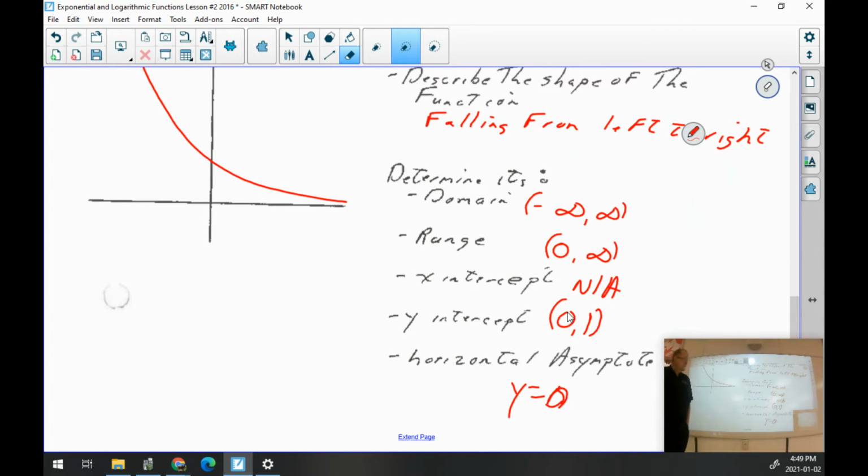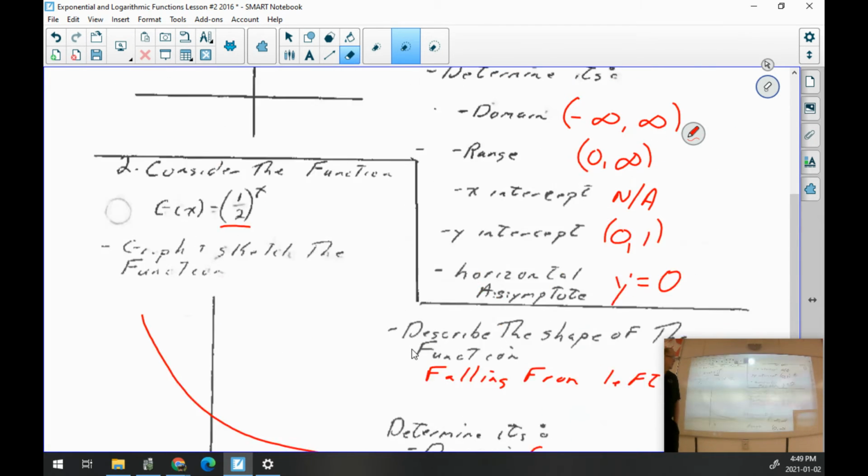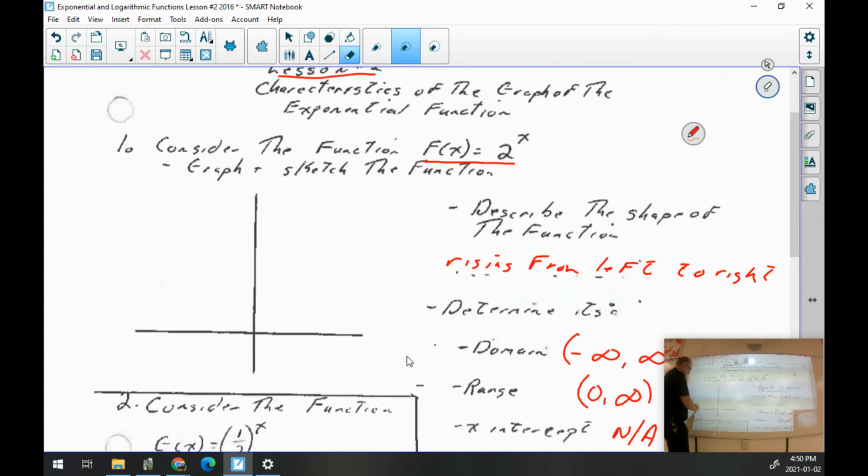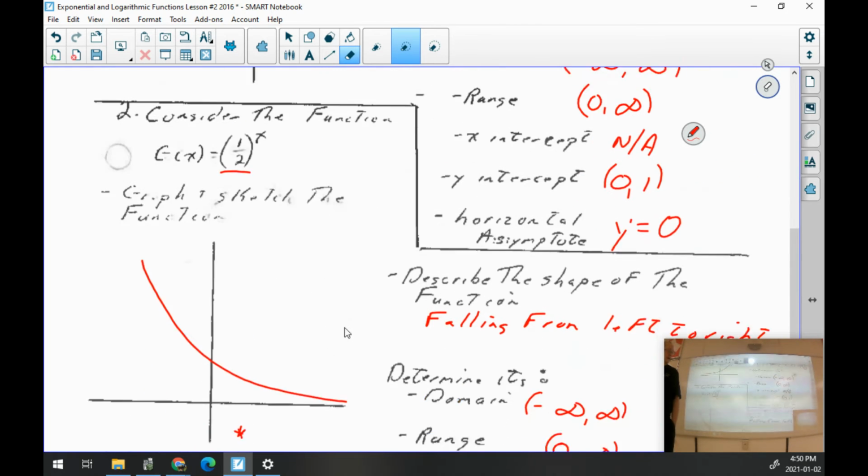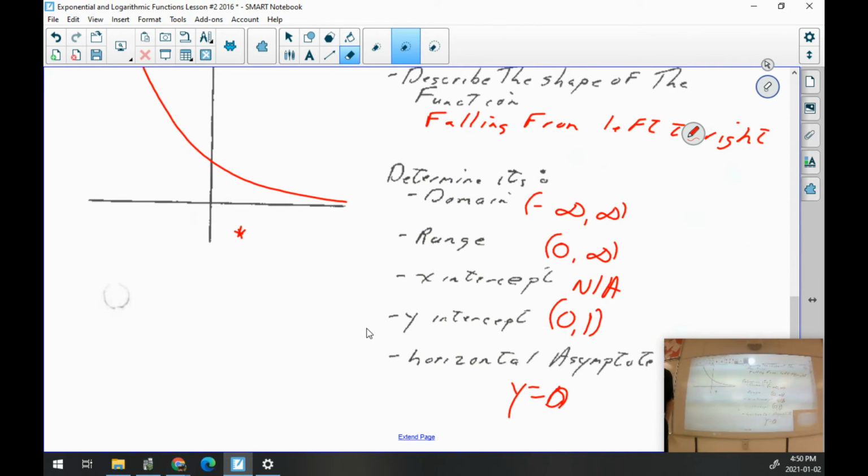Now our exponential graphs come in one of two flavors. An exponential decay function, like I've got here, where you fall from left to right, or an exponential growth function, where you rise from left to right. Now, these two graphs that we just put up here are horizontal reflections of each other. They look exactly the same. How do we know they're horizontal reflections of each other?